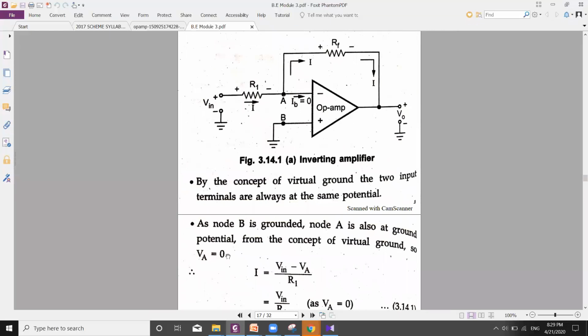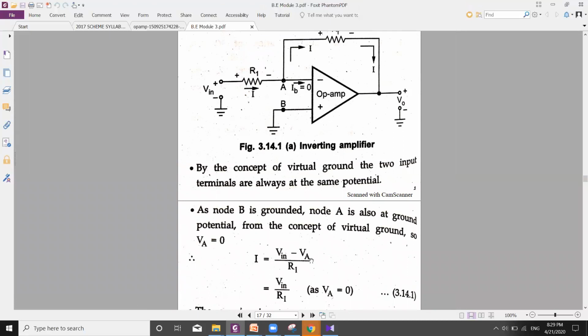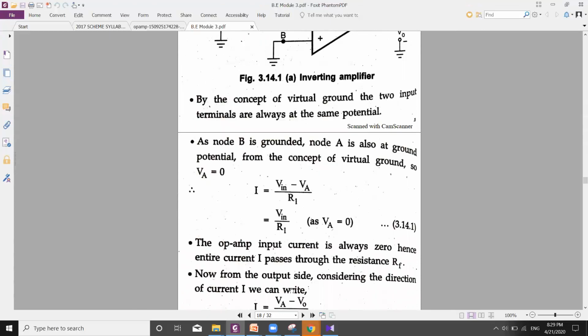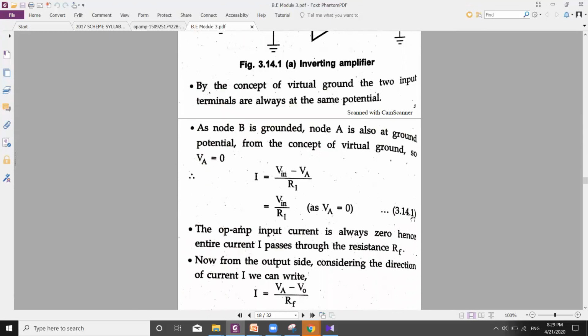Now from this circuit diagram, let us write the expression for the current I that is flowing in. We consider the direction of current flow from left to right. So first we write the voltage Vin minus the voltage VA, divided by R1. I is equal to Vin minus VA divided by R1. But the virtual ground concept says VA is zero, so this expression reduces to Vin by R1. Let us call this equation 14.1.